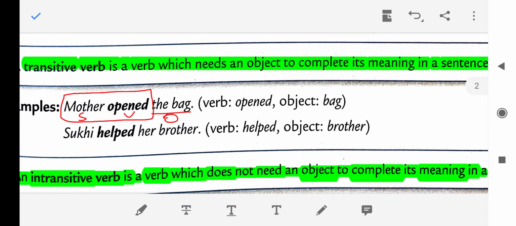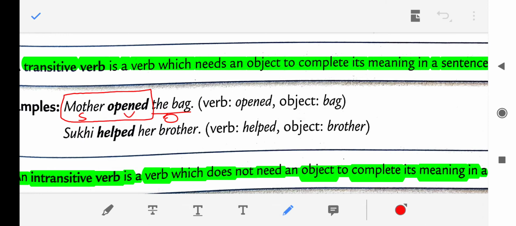Okay, now this is another example. Suki helped her brother. Whom did she help? She helped her brother. So, she is the subject, helping is the verb, and to complete the meaning of the sentence, this verb, helping, needs an object. Okay.